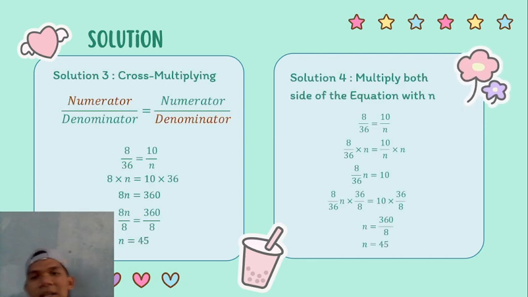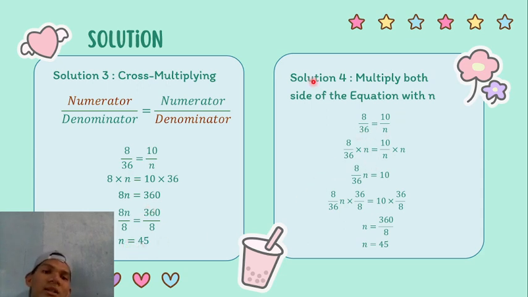Next, solution 3 is cross multiplying. From this equation we got 8 times n is equal to 10 times 36. So we got n is 45.